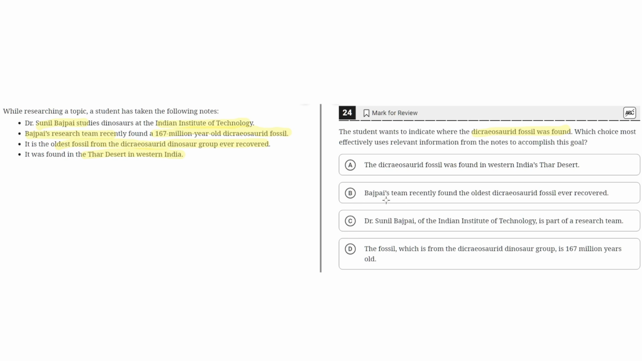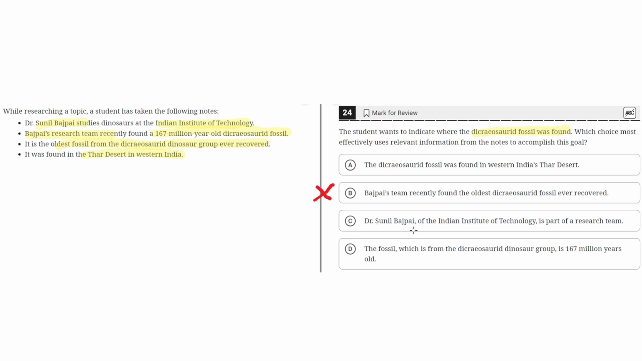B. Bajpai's team recently found the oldest diacrosaurid fossil ever recorded. This is incorrect, because this simply says that they found the oldest diacrosaurid fossil ever recorded. It doesn't mention where this fossil was found. So B can be eliminated.